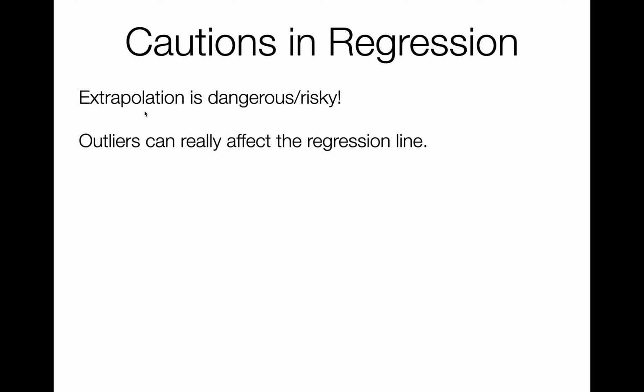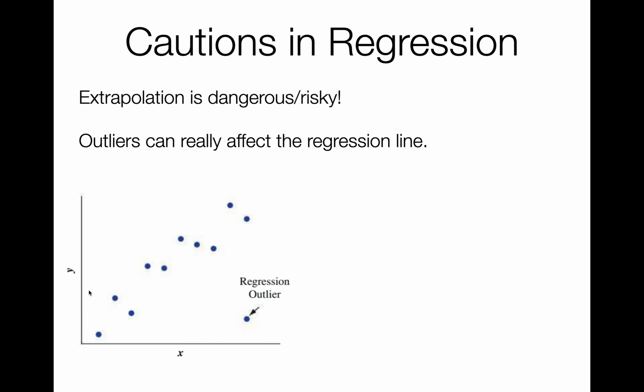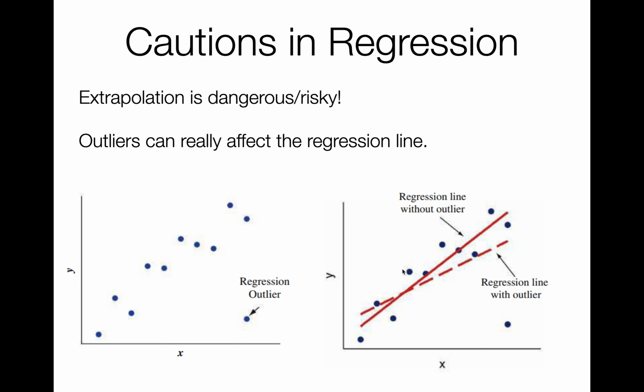The second is that outliers, which we've talked about before, can really affect the regression line. So I have a picture here. I have some data that looks to be linear, and then I have an outlier that's away from the general pattern of the data. It doesn't fit anything else. If I fit a regression line without the outlier and then one with the outlier, I see how much that this point affects it.